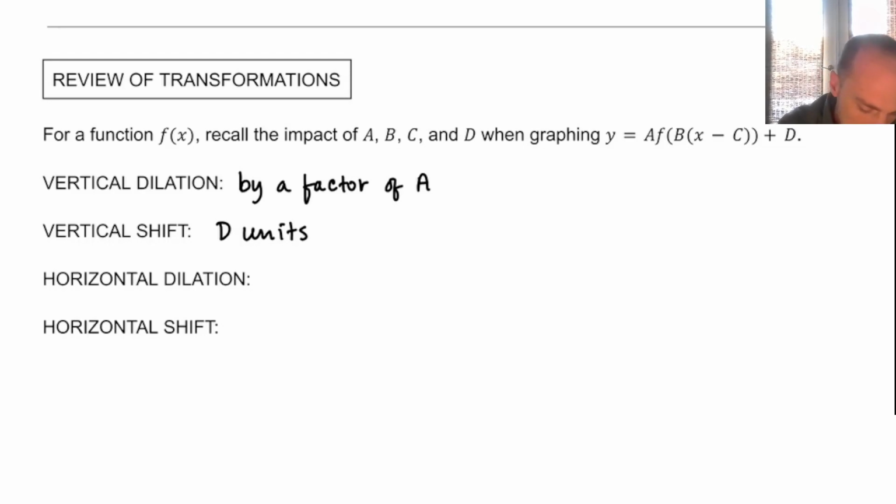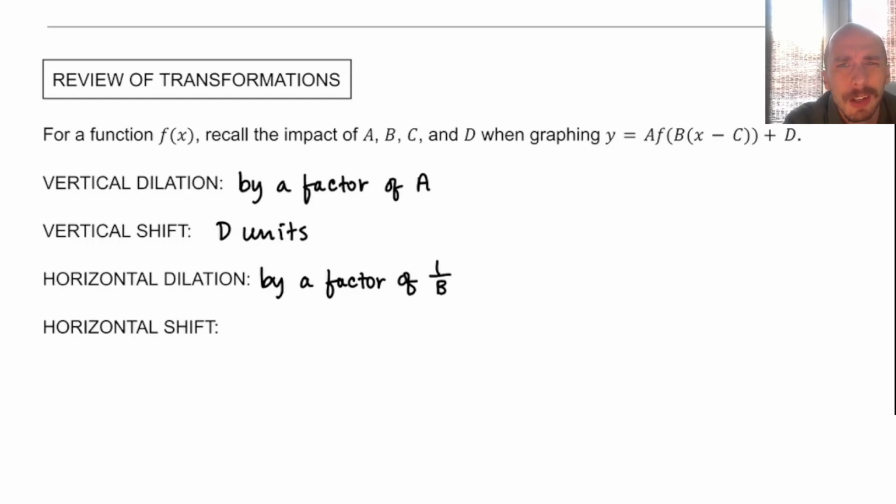And a horizontal dilation has to do with the multiplier on the inside of the function, on the input, because horizontal values are our input values. It's the opposite of the way we expect, though. It's by a factor of 1 over b. If you need to remind yourself why that's true, go back and look at Unit 5, when we were talking about transformations of functions. We thought pretty seriously about this.